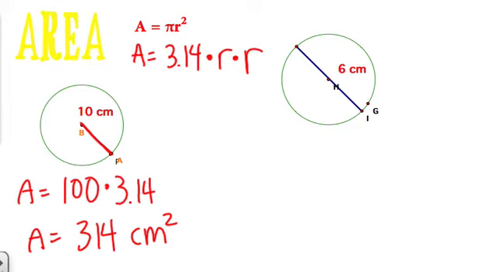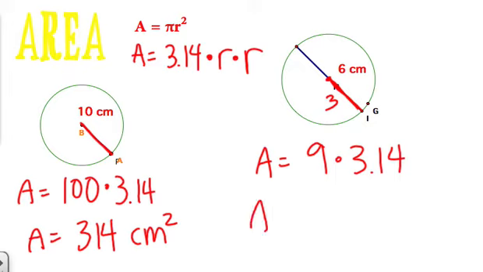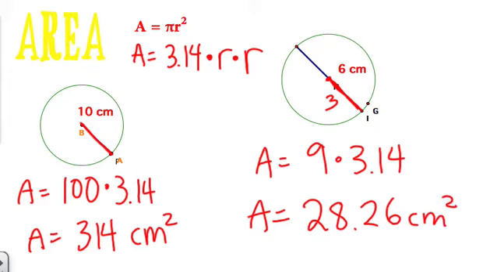Our second one, we're given the diameter. So if the diameter is 6, that means this radius, only halfway, is going to be 3, okay? So I do 3 times 3, which is 9, times pi. Okay, so radius squared, 3 times itself, and then 9 times pi. I get 28.26 centimeters squared for this one, okay?